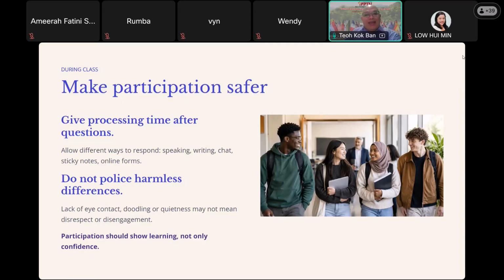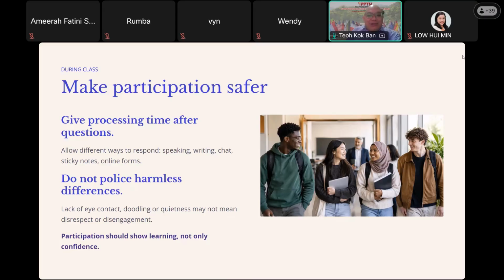Especially in an online environment today, like what we're having now, the chat function itself can be a very useful way of participating. Another point is that we should not police harmless differences unnecessarily. That means we do not make a big deal of unnecessary differences. For example, if the student is not looking at us, then we call the student, what are you actually doing, you are not looking at me. Or the student is very quiet, then you start to target the student with questions. This is policing harmless differences unnecessarily, because they are different, but we make it a focus, and this could be very harmful for the students.